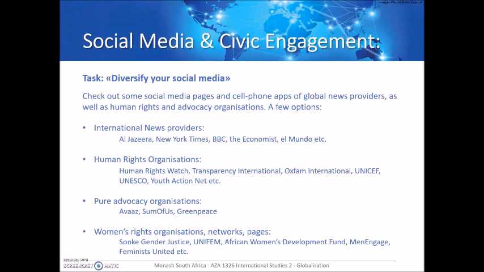You also have pure advocacy organizations like AVAAZ, Some of Us, and Greenpeace that are really just, their main function is to denounce malpractices. So with all of them, be careful, or just be critical of what political orientation they have, what agenda they might have.